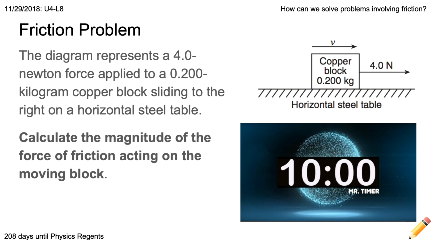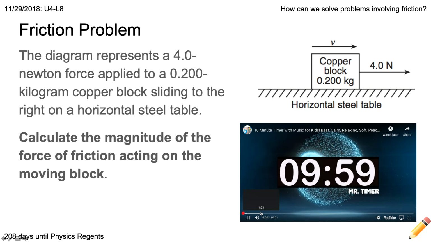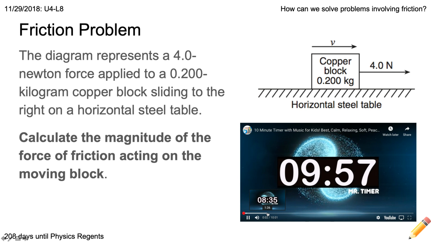came from a Regents exam a couple of years ago. The diagram represents a 4 newton force applied to a 0.200 kilogram copper block sliding to the right on a horizontal steel table. Calculate the magnitude of the force of friction acting on the moving block. So you've got 10 minutes. Actually, we'll do 8.5.